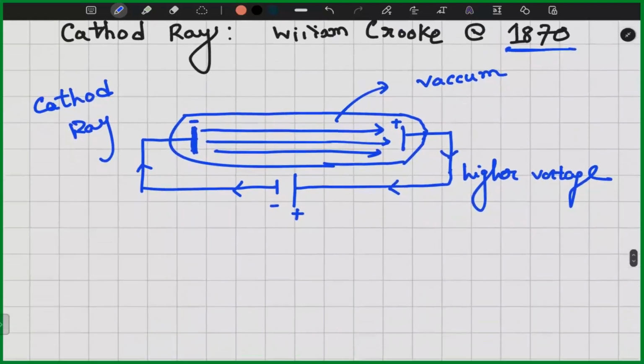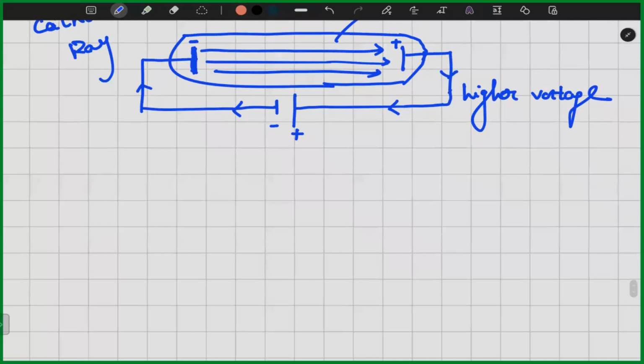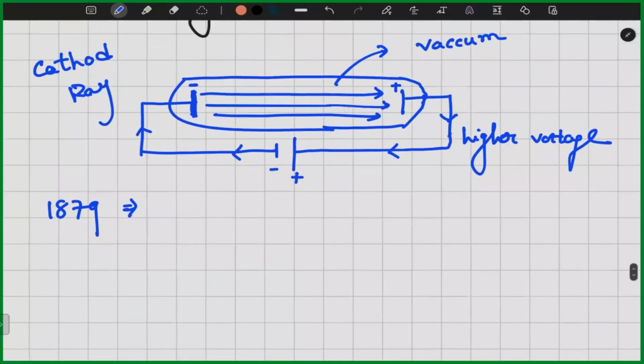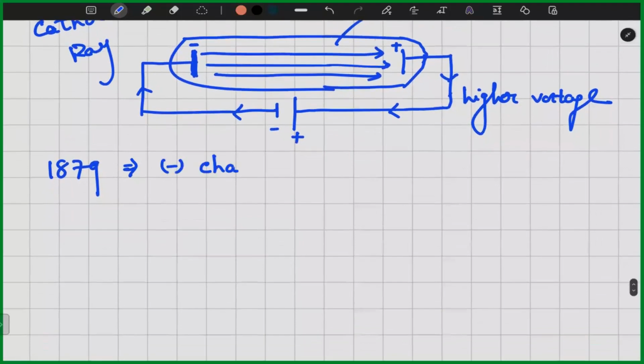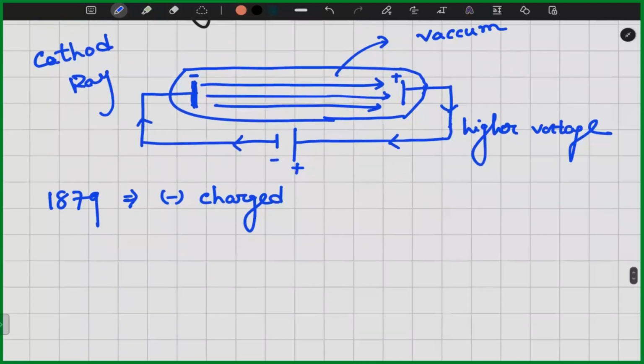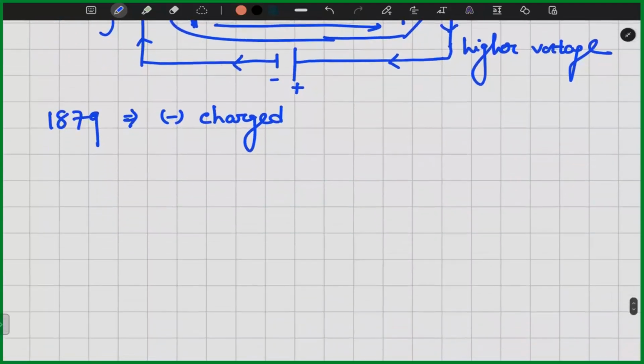Now after identifying the cathode ray, in 1879 it was suggested that these rays consist of a stream of negatively charged particles. We don't know what this particle is, but we can identify that these particles are negatively charged. That's why they approach the anode. We know that anode is positively charged, and these particles are moving from cathode to anode. So this is the flow of particles, which is actually the cathode ray, and it is negatively charged.